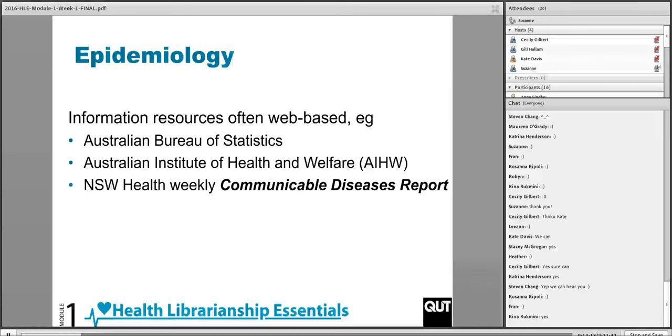And health librarians are sometimes asked to find epidemiological data for clinicians. And this kind of information is often found in databases such as the Australian Bureau of Statistics products, and government websites such as the Australian Institute of Health and Welfare, and in my state, the New South Wales Health Department's weekly communicable diseases report.